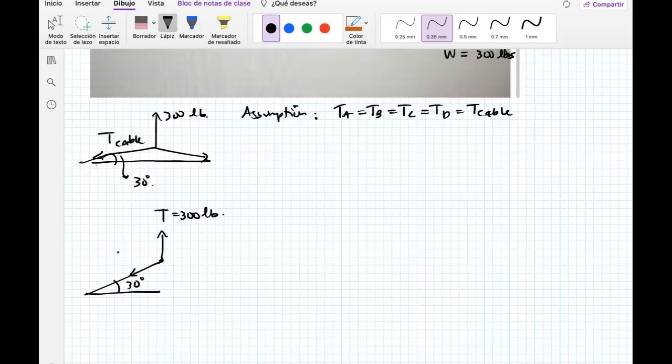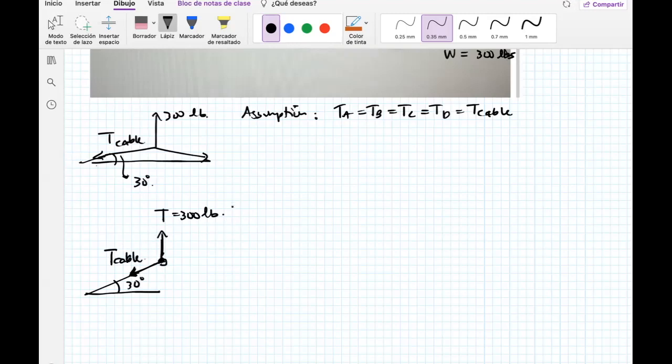It doesn't really matter if I put this arrow going down or up, because cables can only be in tension. Maybe there are some other structural elements, like trusses, that can be in tension or in compression, but cables can only be in tension. So whether you take the point of view of this hinge or the hook that is putting together the rope and the cable, in that case, this one is the tension of the cable.